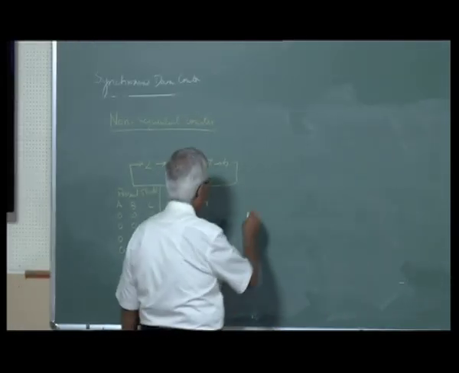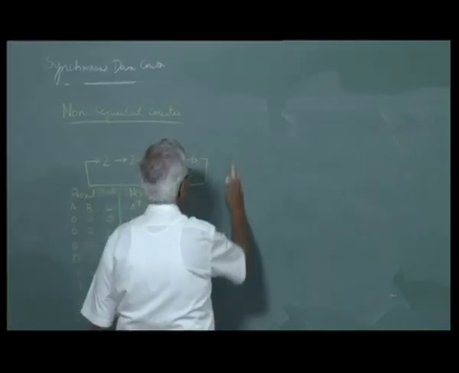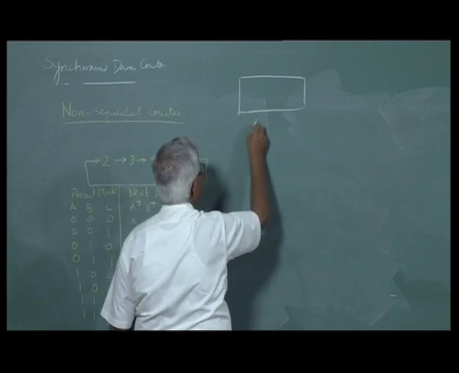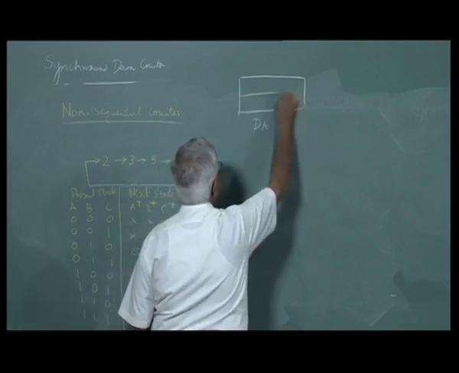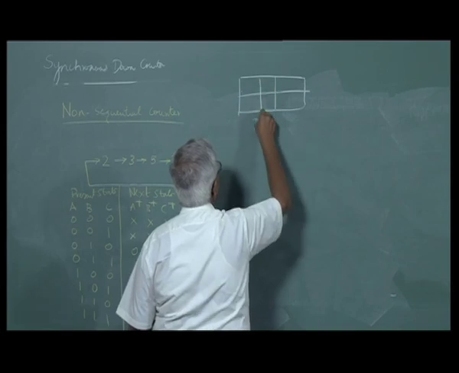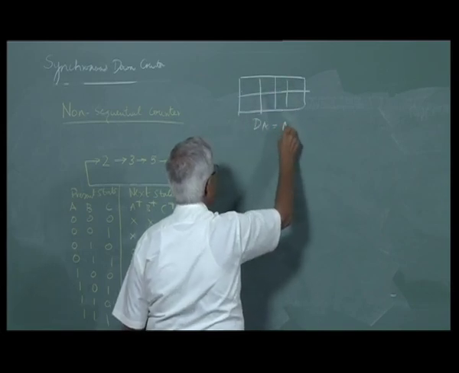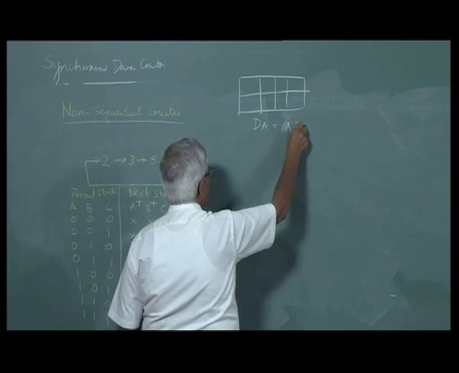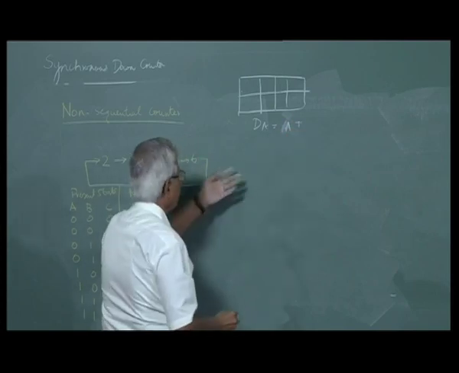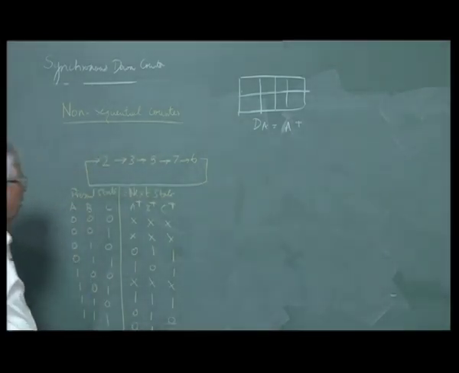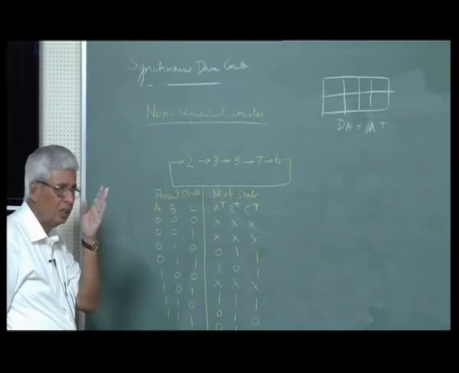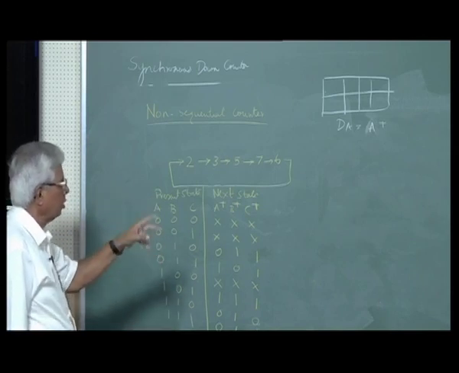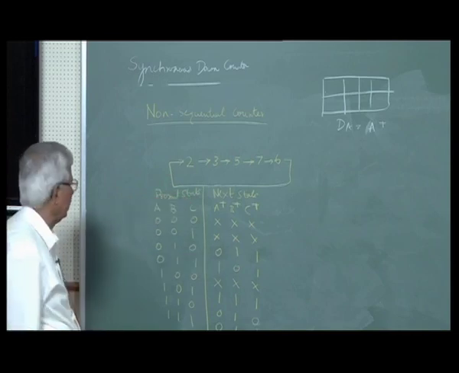So, I will have to draw 3 maps, DA map. A plus will be DA. If I have to get a next A plus, what should I give to A? The D flip flop input D, that is called the DA map. DA map is nothing but the inputs I need to give to the A flip flop, D of the A flip flop, so that I can get the next A plus state properly.